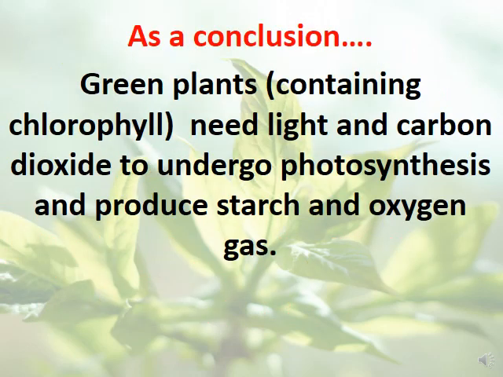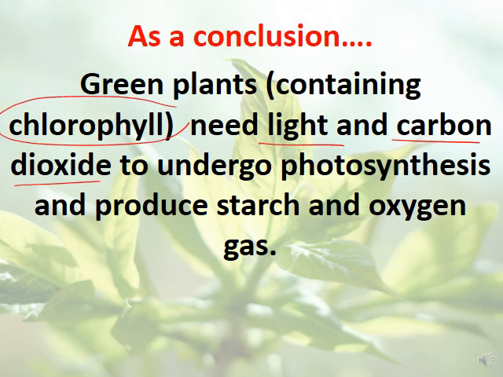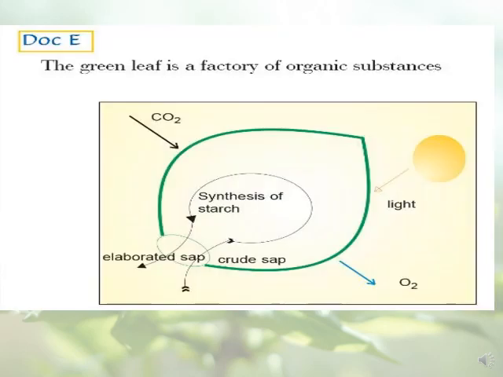So as a conclusion here, green plants that contain chlorophyll need light and carbon dioxide to undergo photosynthesis. They need light, they need carbon dioxide, and importantly, they should contain chlorophyll to undergo photosynthesis and produce starch and oxygen gas. Moving to document E, the green leaf is a factory of organic substances.